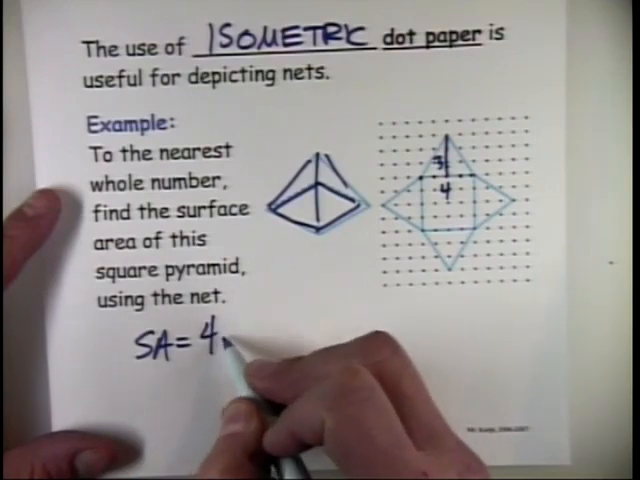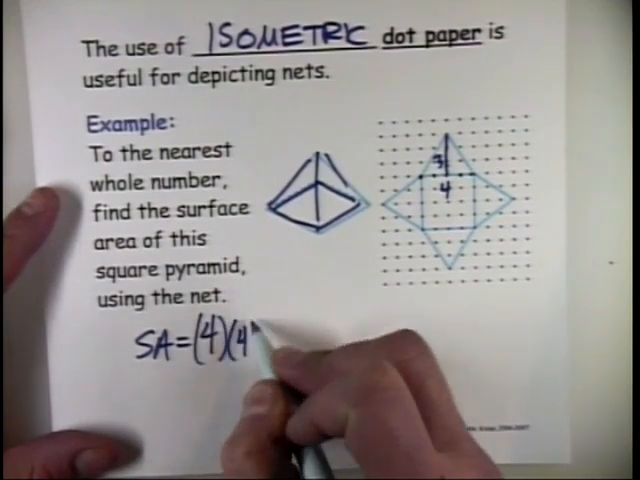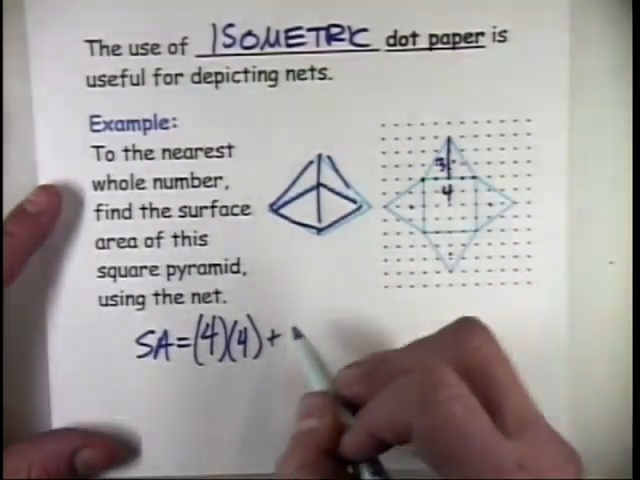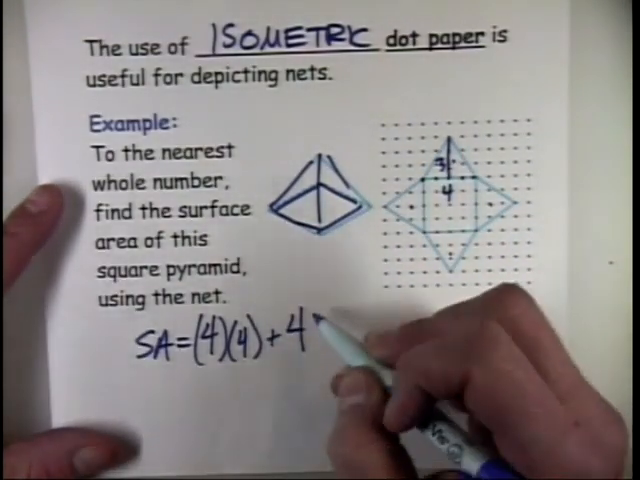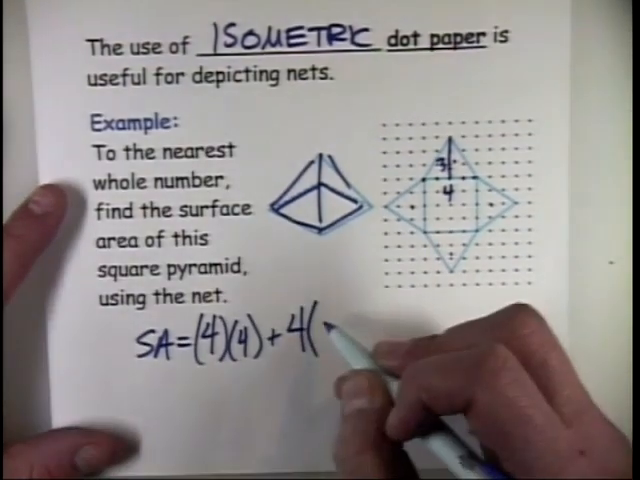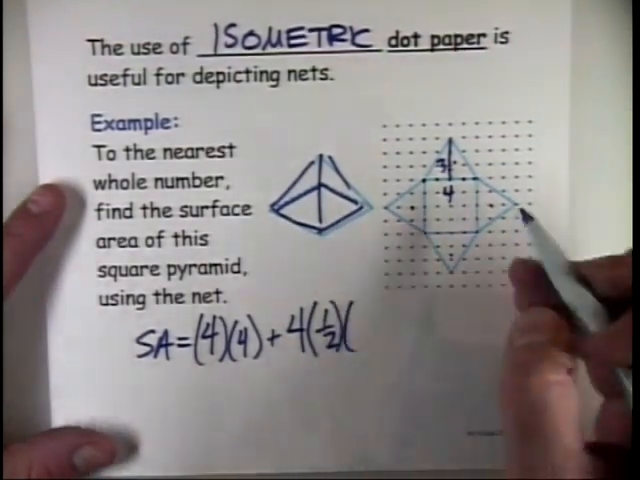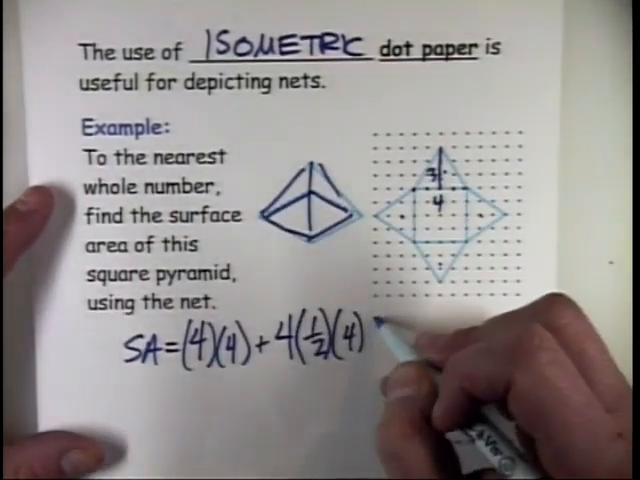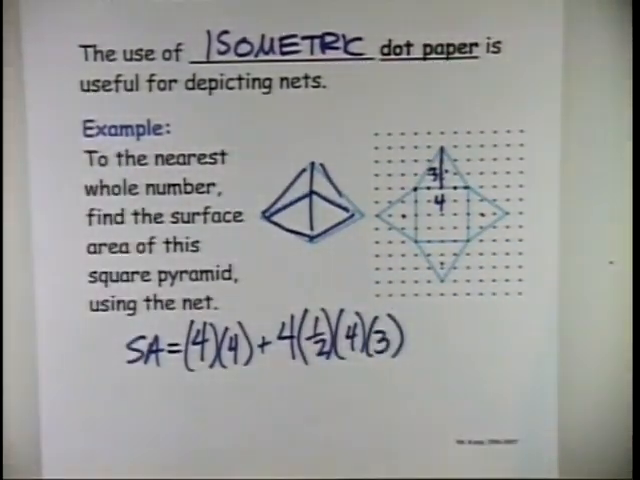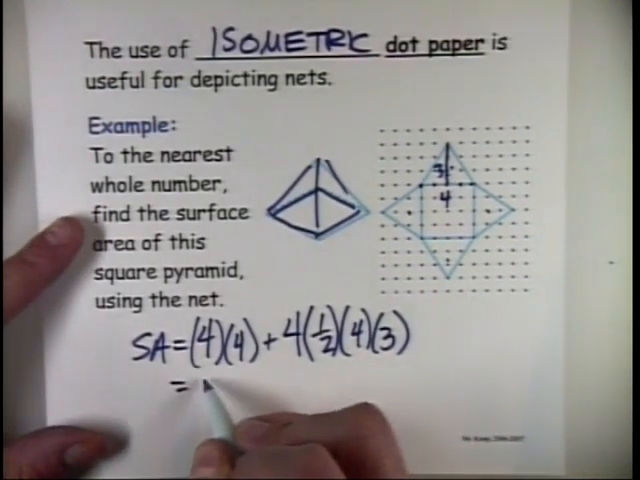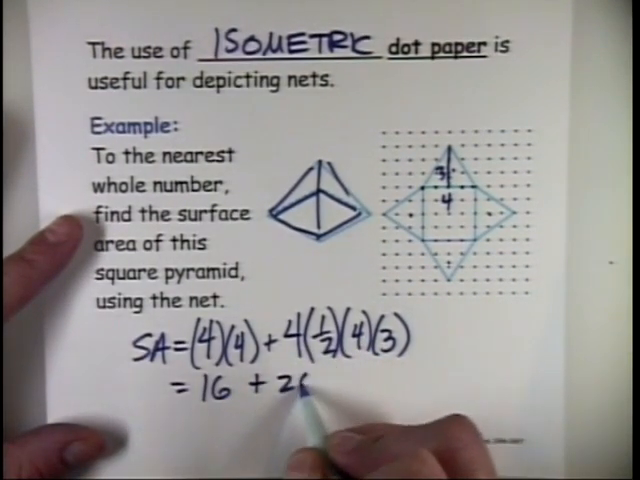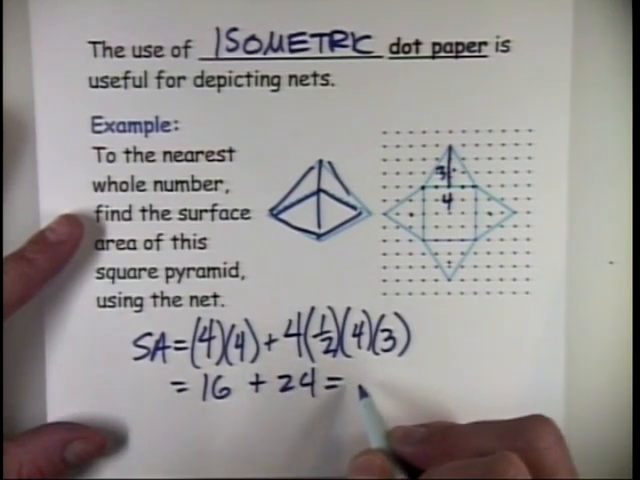So it's 4 units squared times 4 units squared, or 4 squared, plus, now we're going to have 1, 2, 3, 4 of the triangle. So the formula for the triangle is 1/2 the base. Well, the base is 4 times the height, we counted from the paper, is 3. And again, we've set up our problem, so now all we have to do is complete it. 16 plus 24 gives us 40.